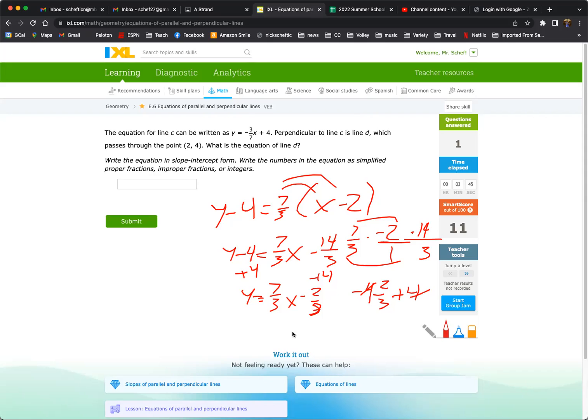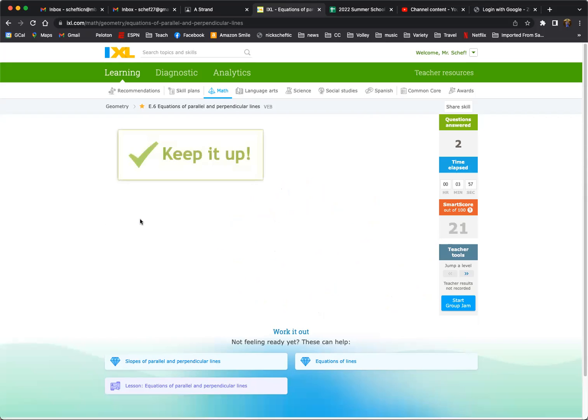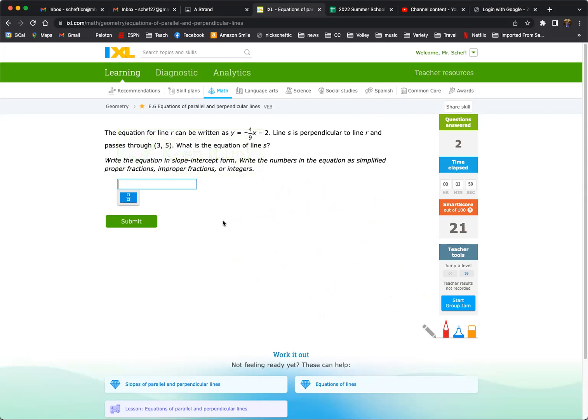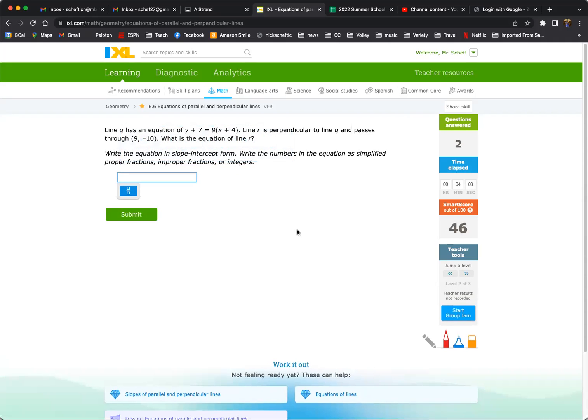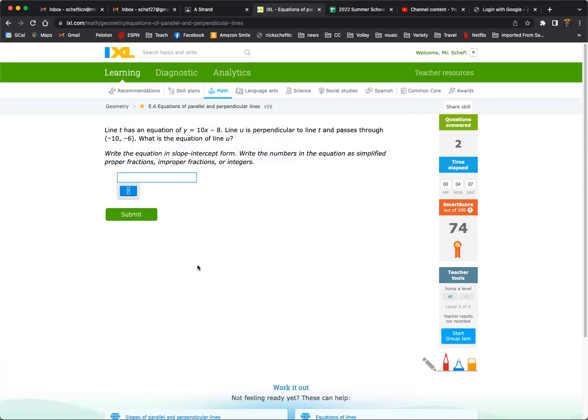Not a fun one. All right. That should be our answer. y equals 7/3 x minus 2/3. Good. All right, let me just jump ahead, see if there's another one that we're going to do. Perpendicular, same. Okay. Perpendicular, yeah, same thing. So yeah, those are a few examples that we can work on. All right, so that's it for E.